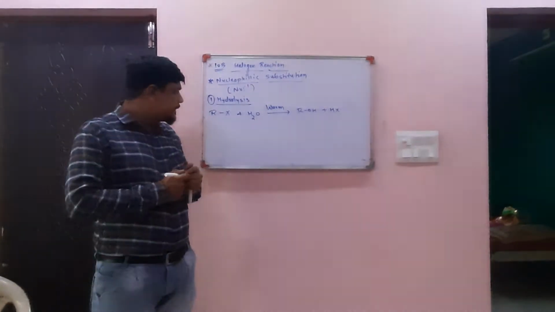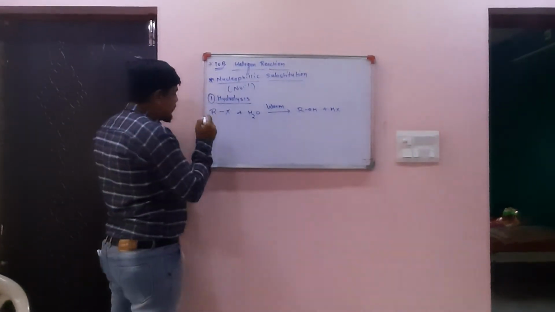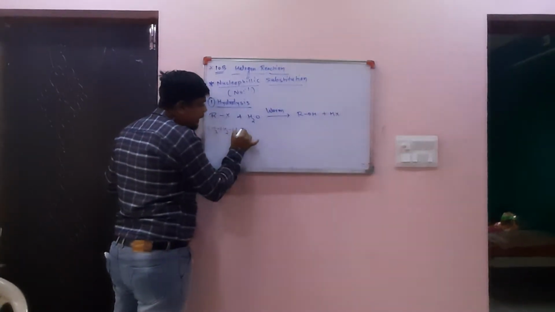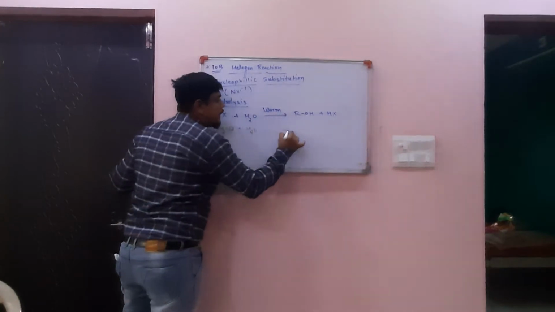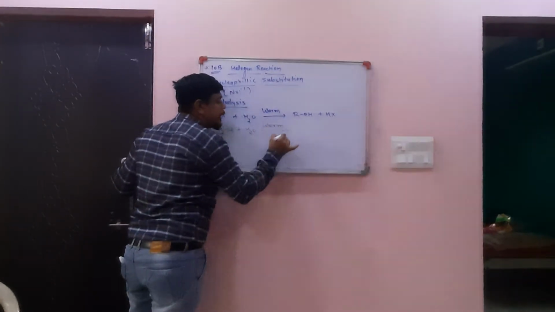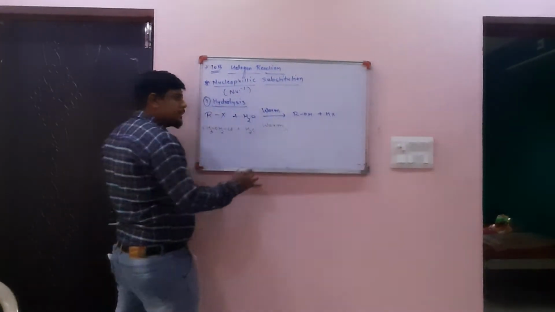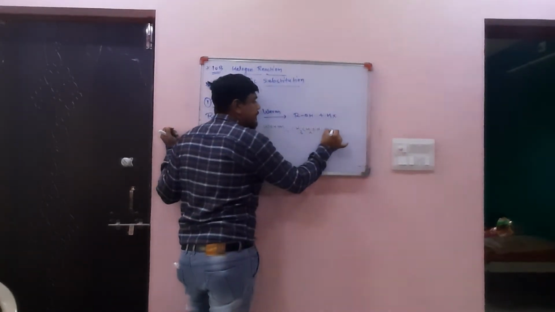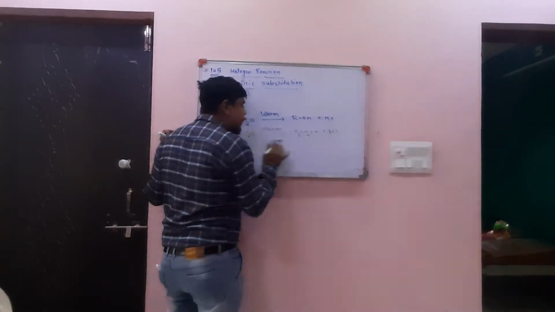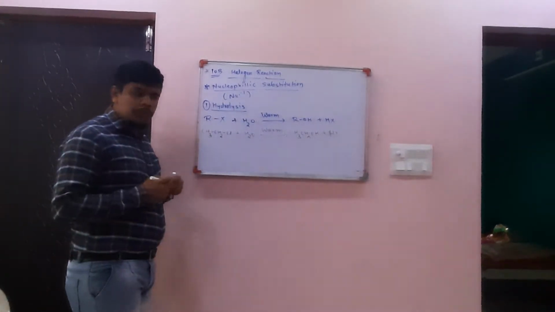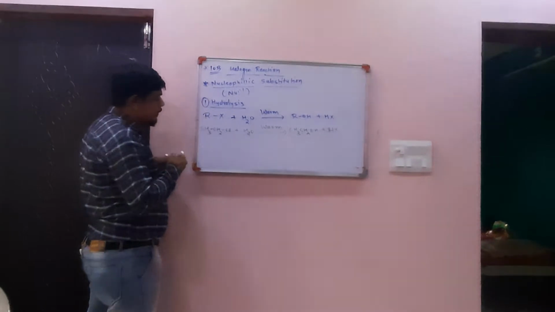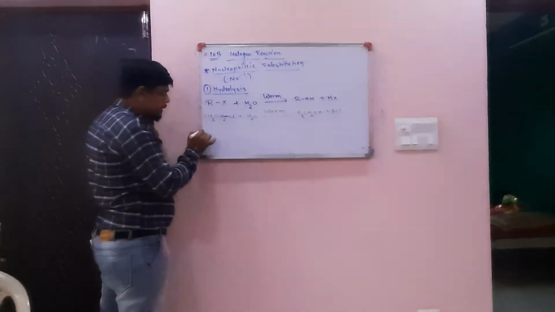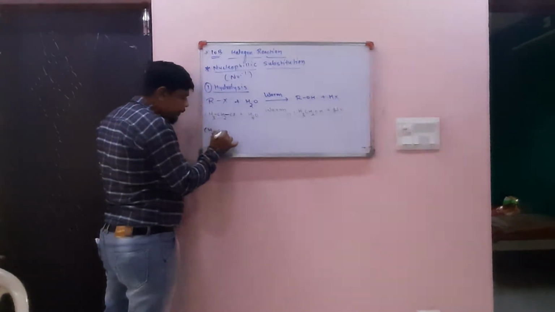So what happens in this reaction? For example, if I take the compound CH3CH2Cl and react it with water and warm it, it forms CH3CH2OH and HCl. This is a simple example of this reaction. In the mechanism, first the bond between carbon and chlorine breaks down.